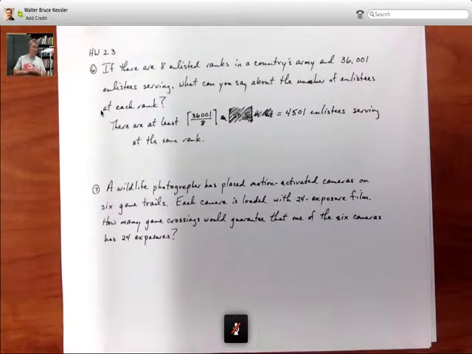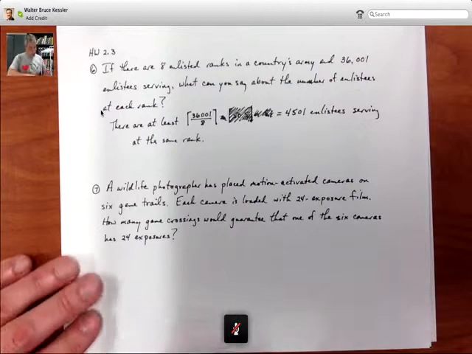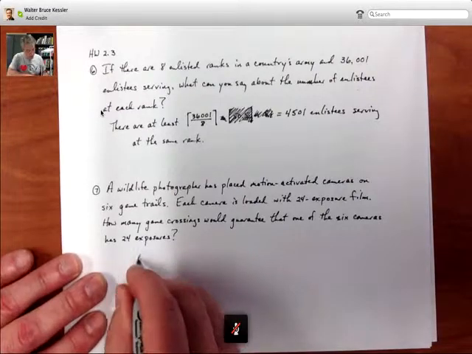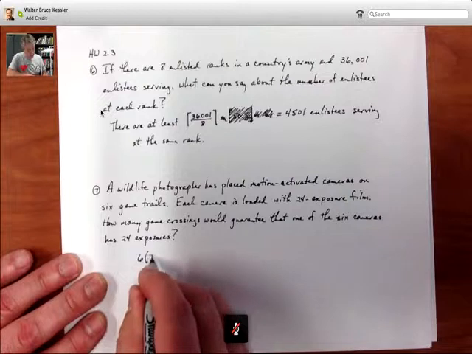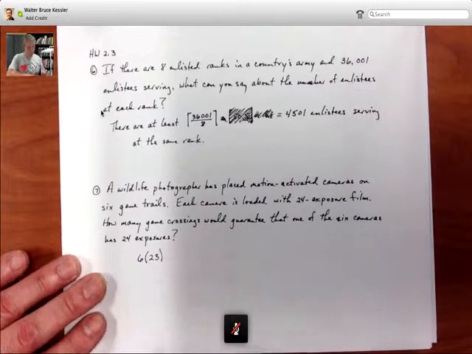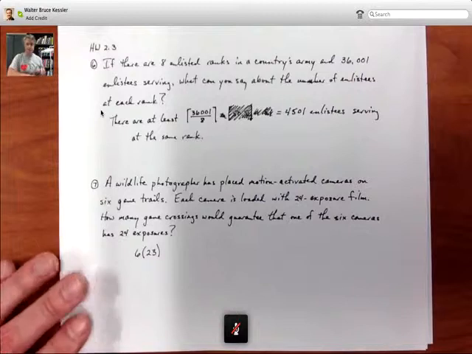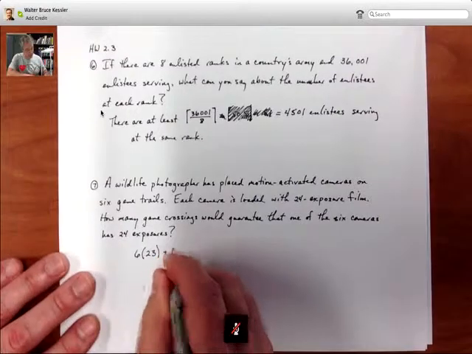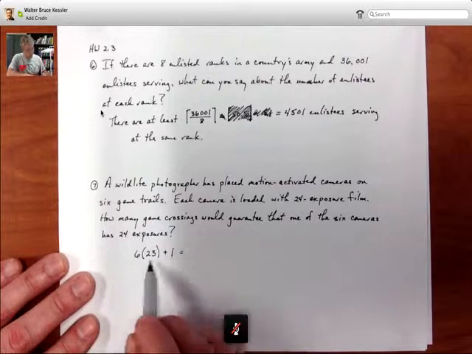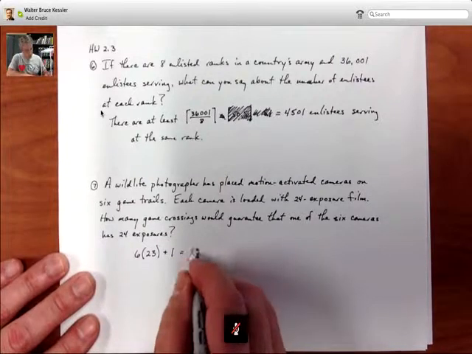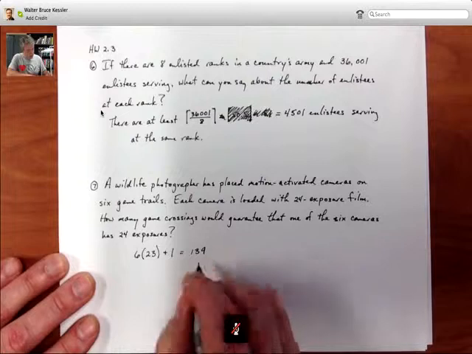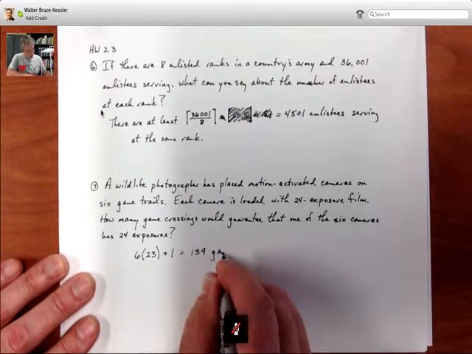A wildlife photographer has placed motion-activated cameras on 6 game trails. Each camera is loaded with 24 exposure film. How many game crossings would guarantee that one of the 6 cameras had 24 exposures? So what you could do here is, for each of the 6 cameras, the worst case scenario would be we end up with 23 pictures on each of the 6 cameras, and then we add the 1. So I believe this is 138 plus the 1 would be 139 game crossings.